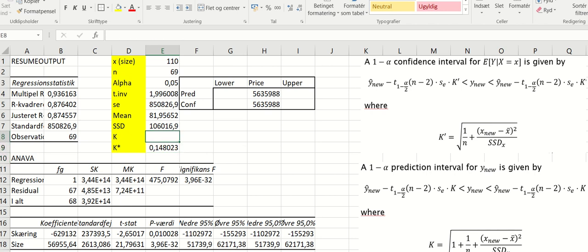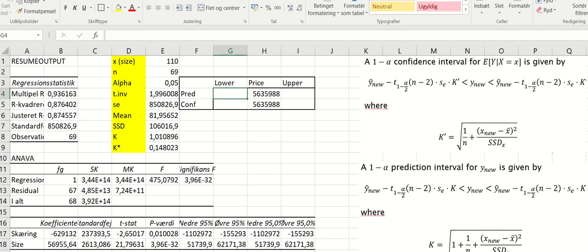The same we can do with the prediction interval. It's exactly the same thing, except here we have a 1 first, so it's 1 plus 1 divided by the number of observations plus our x value minus the average x, squared and divided by the SSD. Here we are. Now we do have all we need for our prediction and our confidence interval.